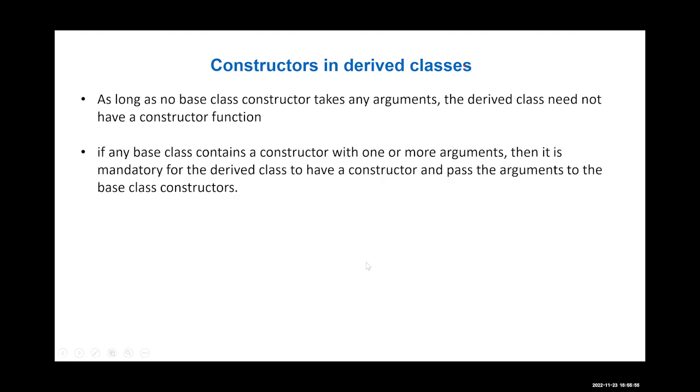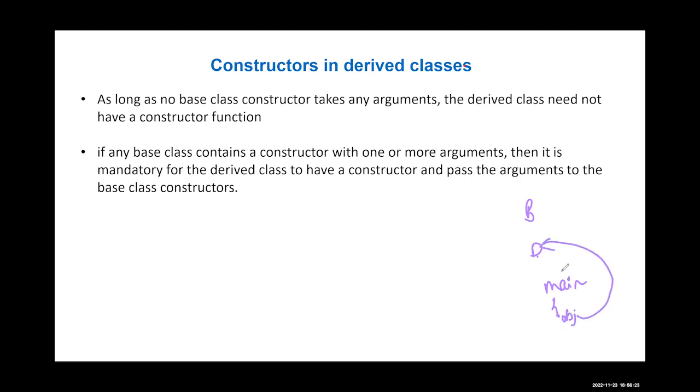If any base class contains a constructor with one or more arguments, then it is mandatory for the derived class to have a constructor and pass the argument to the base class constructor. So that is what we are talking about. If at all a base class has a constructor, we should make sure that the derived class also has a constructor. Why? Because when I'm creating the object in the main, where do we call the object?